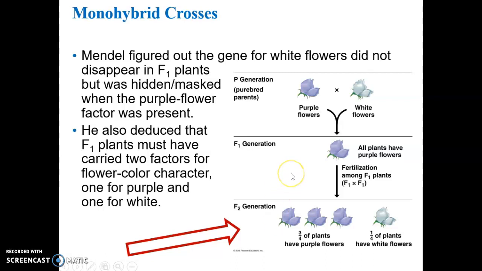And by the way, one of the earlier tables will pop up again. We call the trait that appears in the F1 generation and in the F2 generation the dominant trait, and the trait that disappears, or is masked or hidden in the F1 generation but reappears in the F2 generation, the recessive trait.